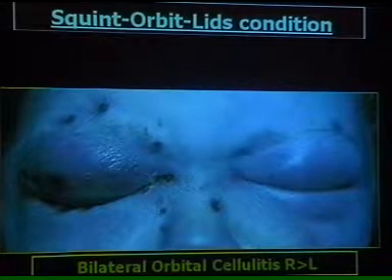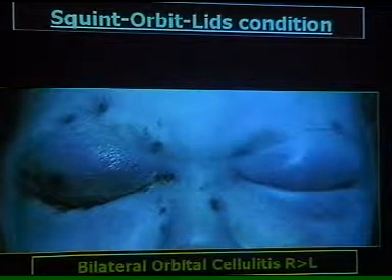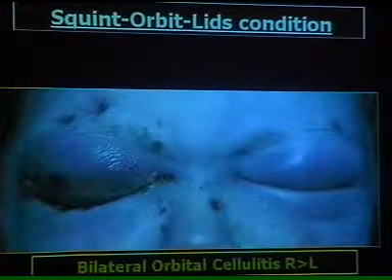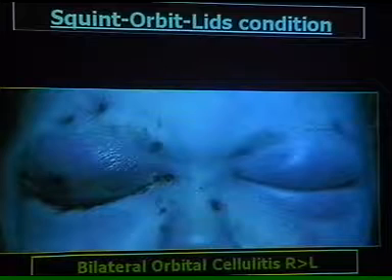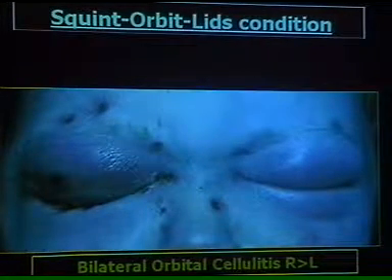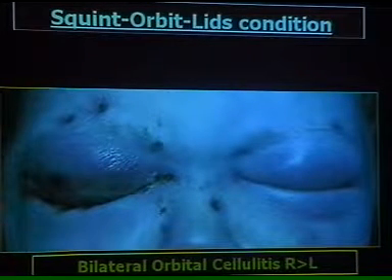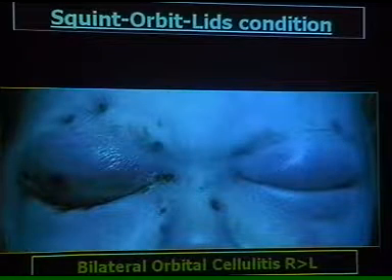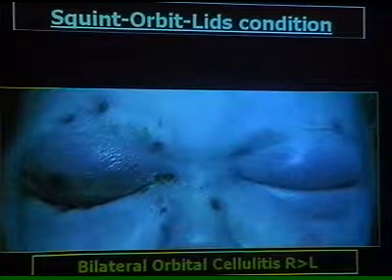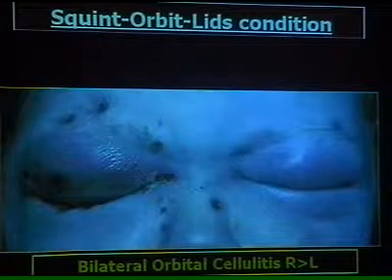Now, orbital cellulitis at times, if arising from the ethmoid sinus, bilaterality is a rule, but one orbit can transmit the infection to the other orbit as well, and most of the time we see bilateral involvement. But that's a very, very dangerous sign, because bilateral involvement is a hallmark of cavernous sinus thrombosis.